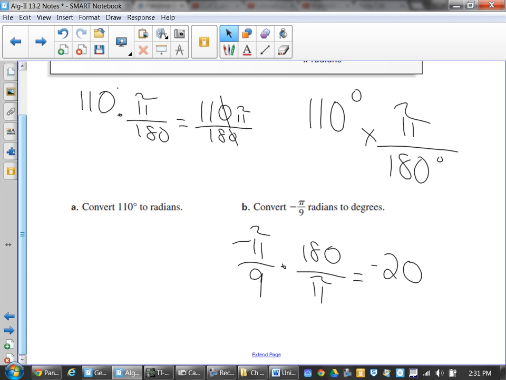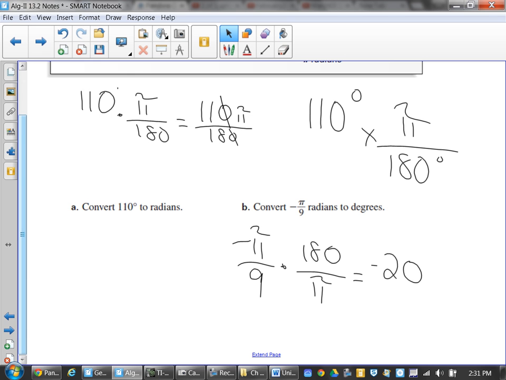Okay, so the pi cancels out. Pi over pi is 1. It's not negative 180, it's just 180. The original problem started as negative pi over 9. It was a negative angle, and we're still converting it. It just says it as a negative angle here.